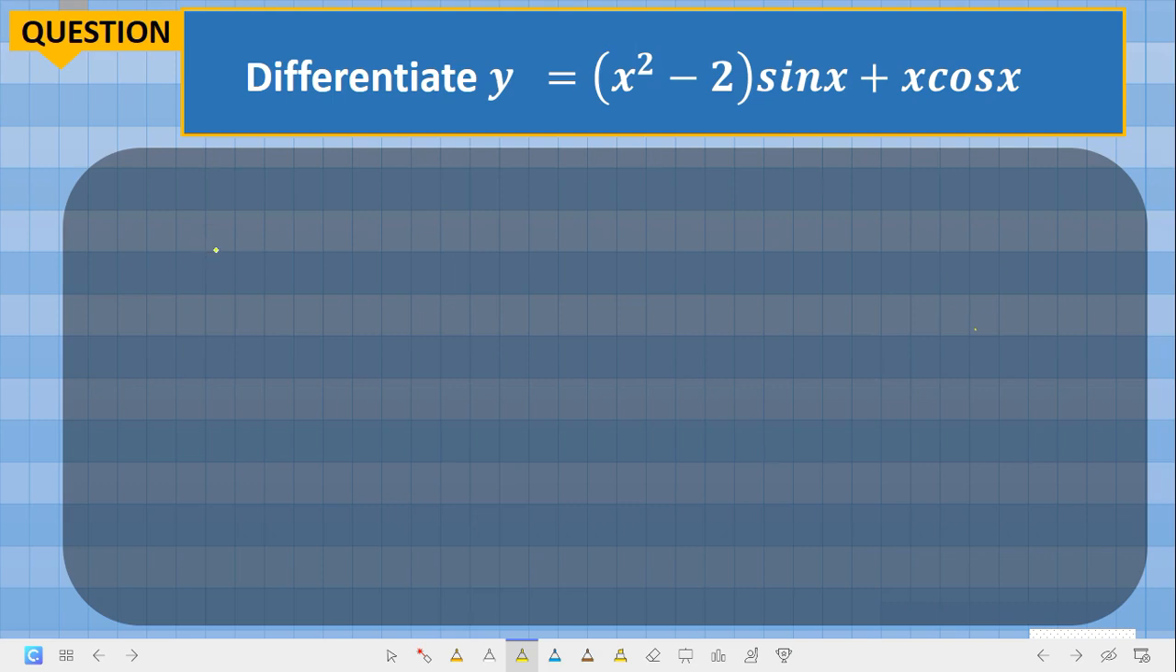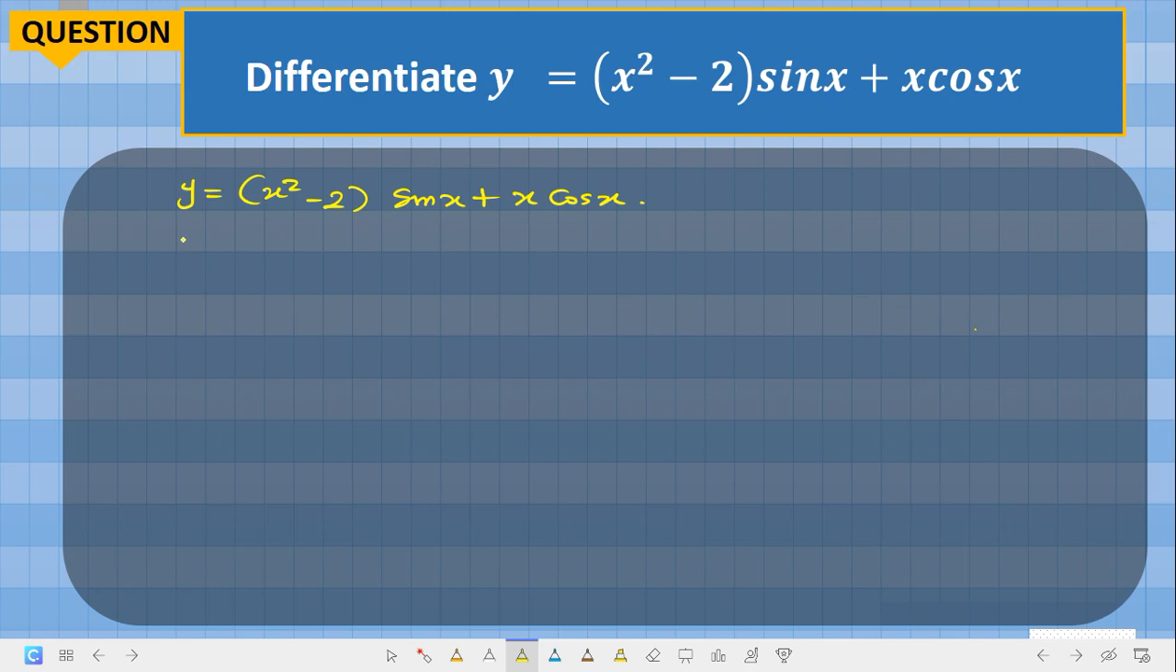Now you have the last question for this session, which says y is equal to (s² − 2) sin s + s cos s. Now what are we going to do in this regard? We have two product rules added together here, so we solve the first one and then the second one and add them together.